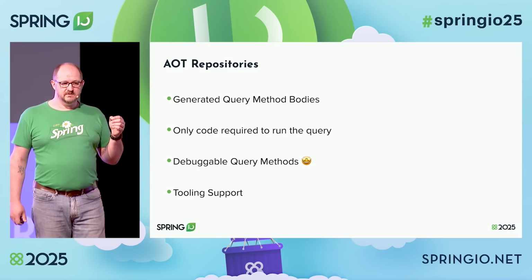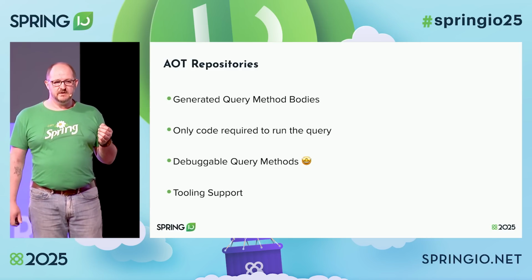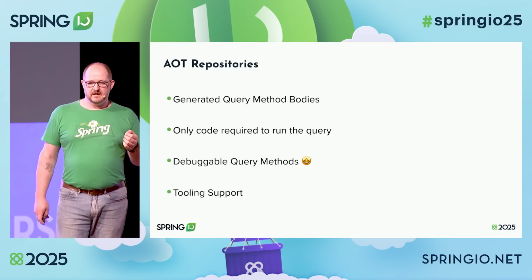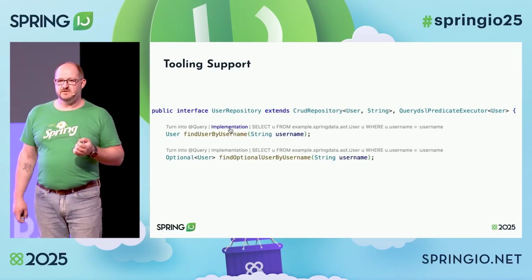You need somebody like Spring Tool Suite, like IntelliJ, or your other favorite IDE, to pick up AOT repositories and make use of that, make something sensible inside of the IDE. And that is what the tooling teams are actually up to.